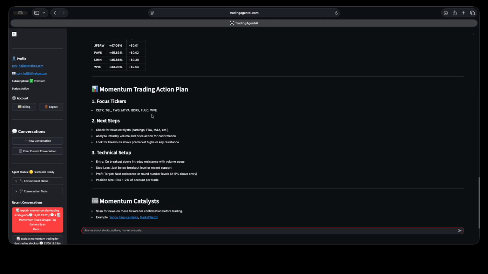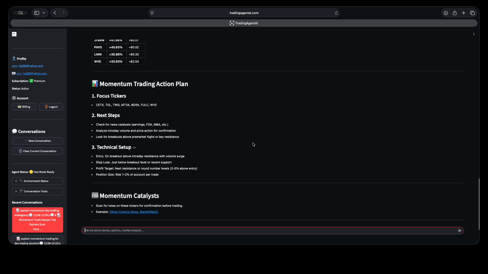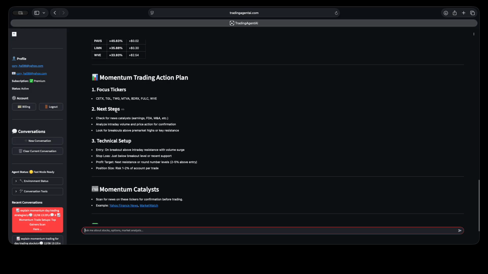And so it gives us a trading action plan. Focus tickers are going to be CTX, TGL, TWG, MTVA, BDRX, FULC, and WVE. The next steps recommended are to check for news catalysts like earnings, mergers, acquisitions, FDA approvals, etc. Analyze intraday volume and price action for confirmation. Look for breakouts above pre-market highs or key resistance.